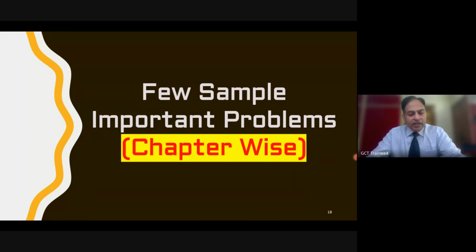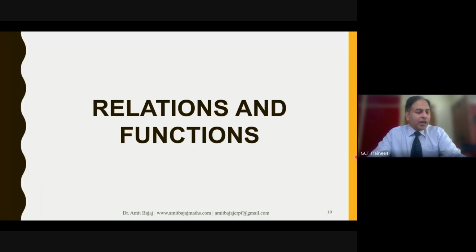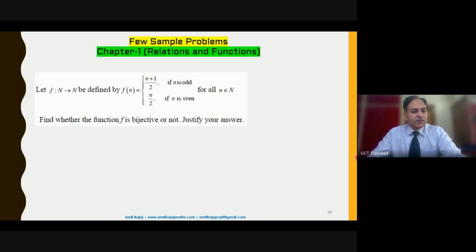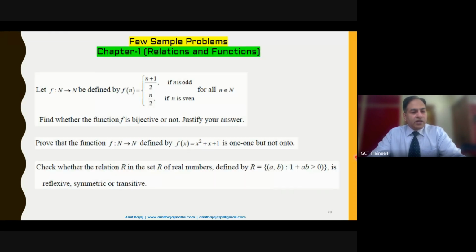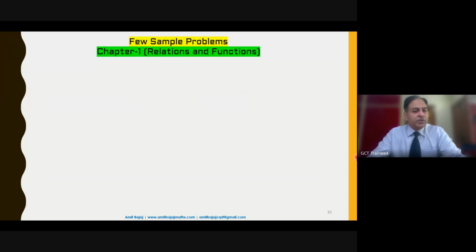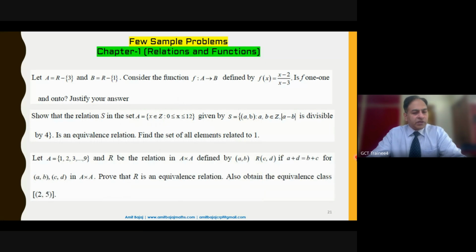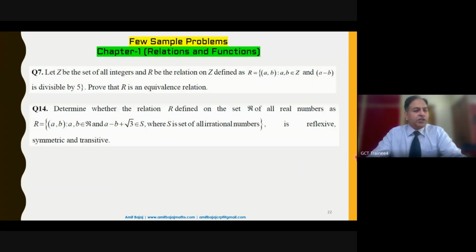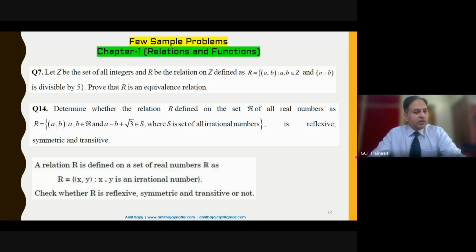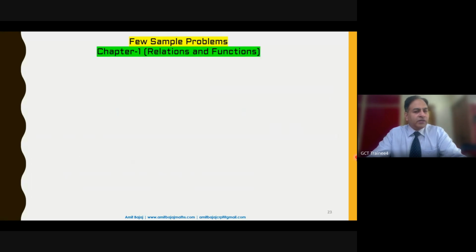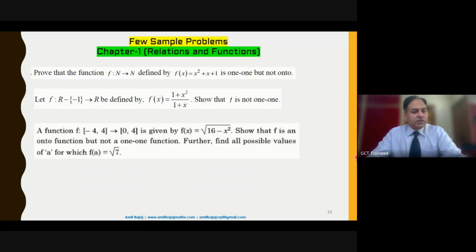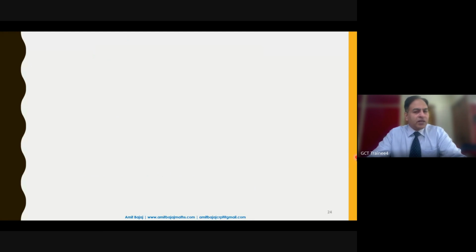Since time is again limited, what I have done is prepare all these questions chapter wise. I will be sharing a separate presentation with you, including all these questions. So important types of questions from chapter number 1, maybe 10, 12 questions. I think 13 questions are there from chapter number 1.